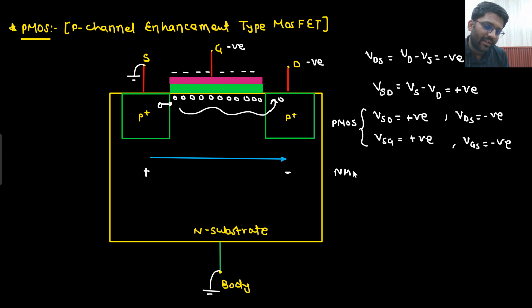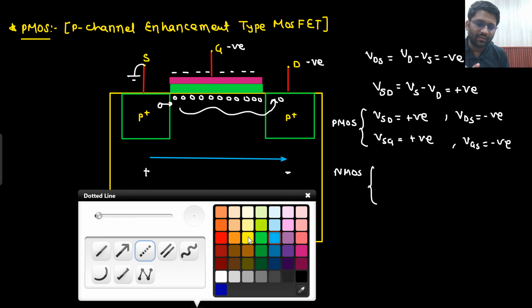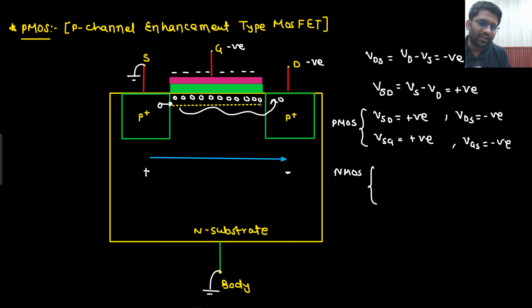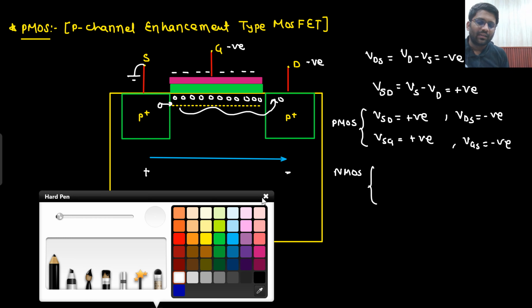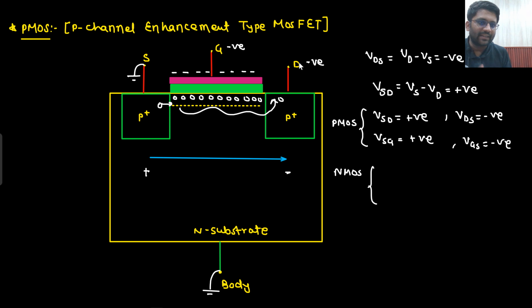In NMOS, what was happening? Do I need to explain the working? I don't need to explain, right? Here I will apply a sufficient enough gate supply, then the inversion layer will be formed. If the inversion layer is formed, and I apply some negative potential at the drain, then what will happen? Holes will move, current will flow. Holes are moving in this direction, so now the current would be in this direction. So current is flowing from source to drain here, right?